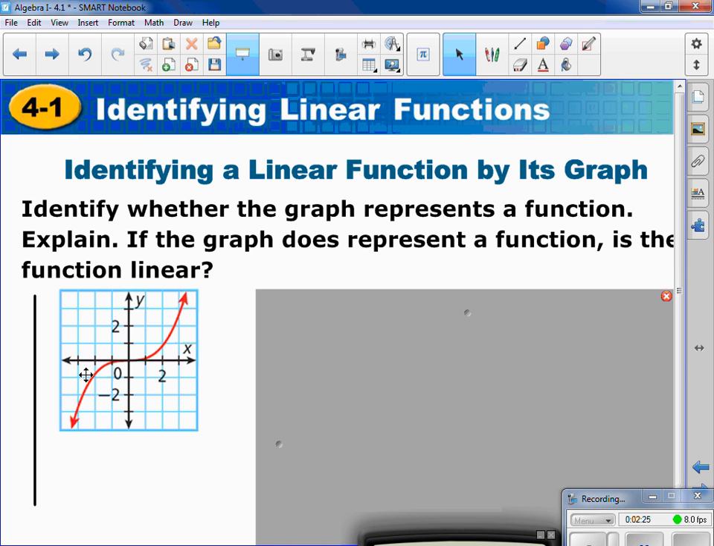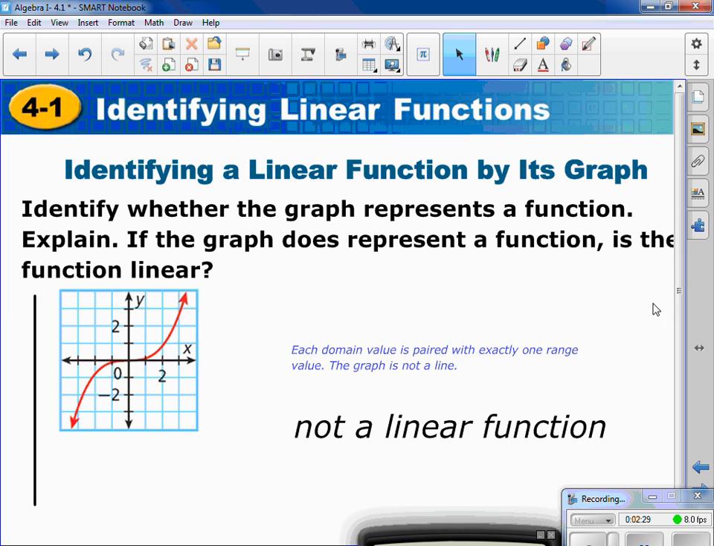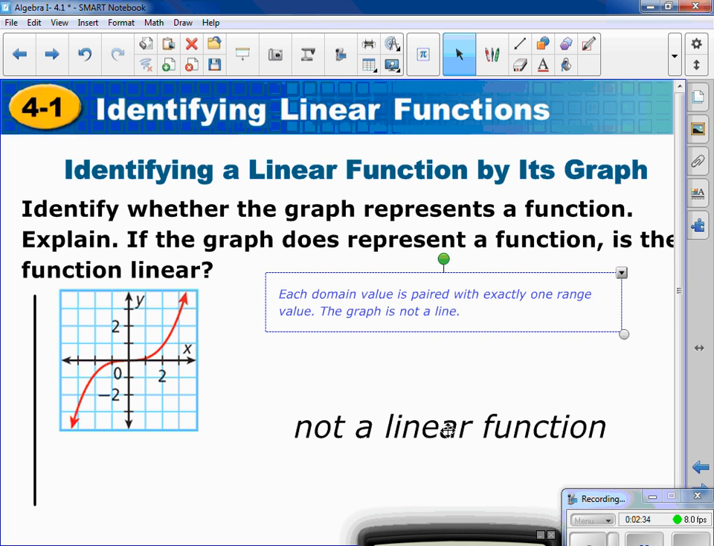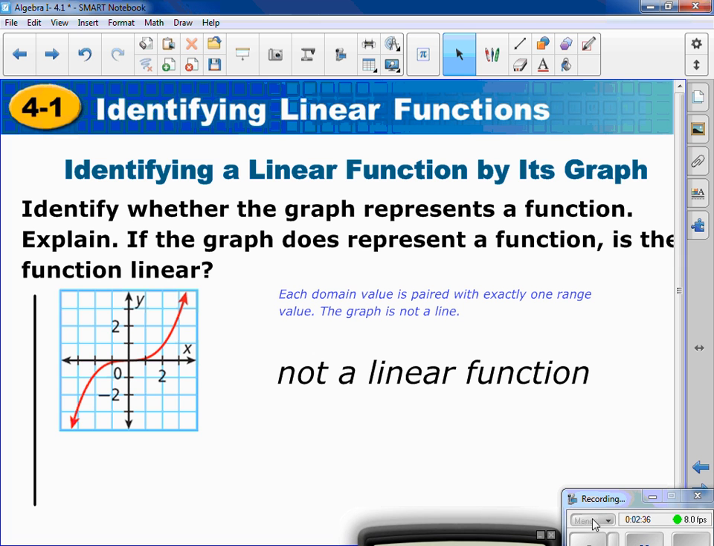It is a function. Is this a straight line? No. Since the line or the graph is not a line, it is not a linear function. Do you understand what a linear function is compared to a normal function?